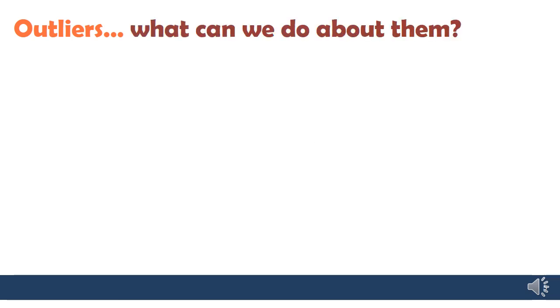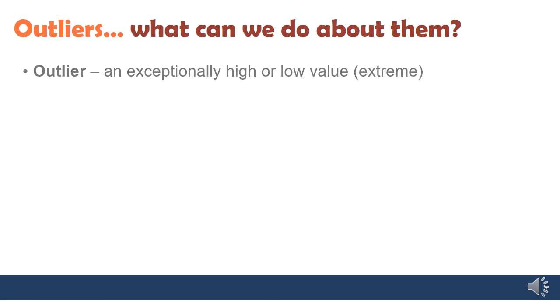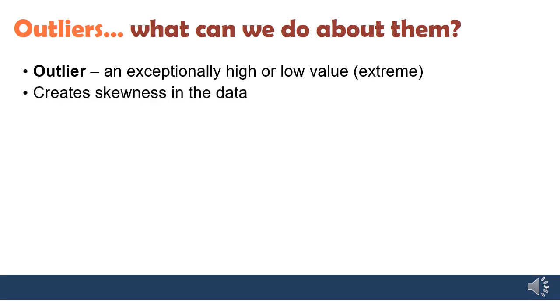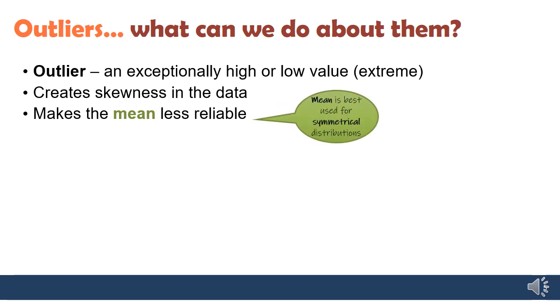So figuring out what to do about outliers is a huge part of statistics and statistical analyses. Remember that outliers are exceptionally high or low values. You can think of them as extreme values. And they create this skewness or this imbalance in the data. The problem with that is that it makes the mean less reliable, because we've seen in numerous examples already that the mean is really affected by these high or low outliers. The mean is most useful when we have symmetrical distributions. And we know that symmetrical distributions are when the mean and the median are more or less equal.